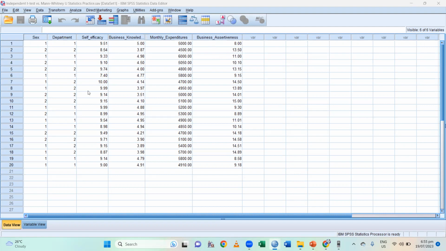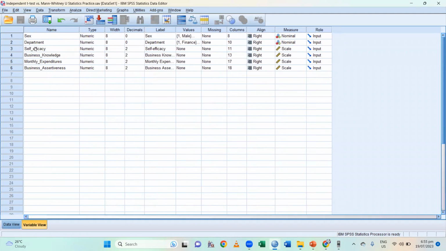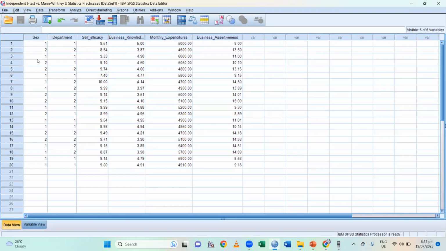So you could see from here that for our variables, we have the following. We have sex, department, self-efficacy, business knowledge, monthly expenditures, and business assertiveness. Take note that sex and department are actually nominal variables here. And if you could see from here, it appears as 1, 2, 1, 2, 1, 2 for sex, for department 1, 2, 1, 2 also, and so on. You might be wondering, what do that 1, 2, 1, 2 for sex and department mean?